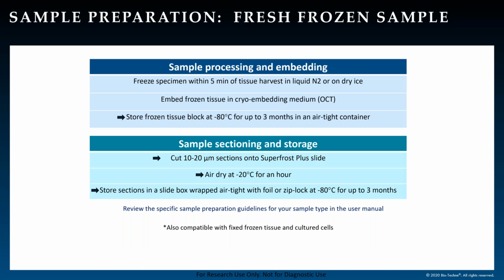A few highlights are presented here for fresh frozen samples. Here we recommend storing frozen tissue blocks or sections in airtight containers at -80 degrees for up to 3 months. The recommended sample thickness is 10 to 20 microns, again mounted on SuperFrost Plus slides. The miRNAscope assay is also compatible with fixed frozen tissue and cultured cells.